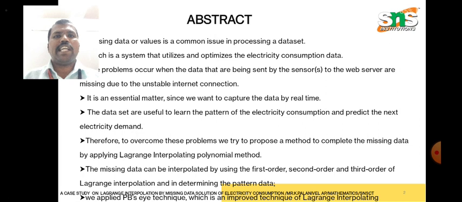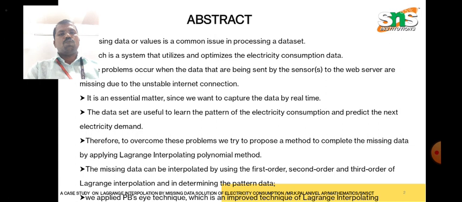Abstract. Missing data or values is a common issue in processing a data set. The system utilizes and optimizes the electricity consumption data. Many problems occur when the data being sent by the sensor to the web server are missing due to an unstable internet connection. It is an essential matter since we want to capture the data in real time. The dataset is useful to learn the pattern of the electricity consumption and predict the next electricity demand.